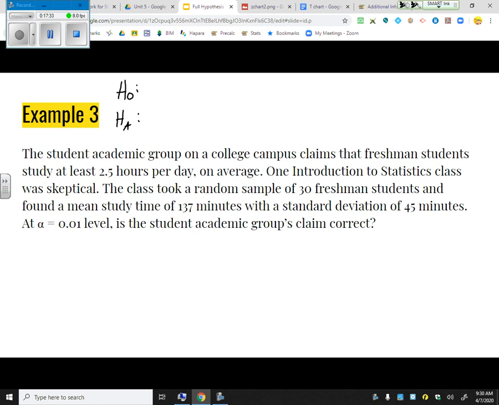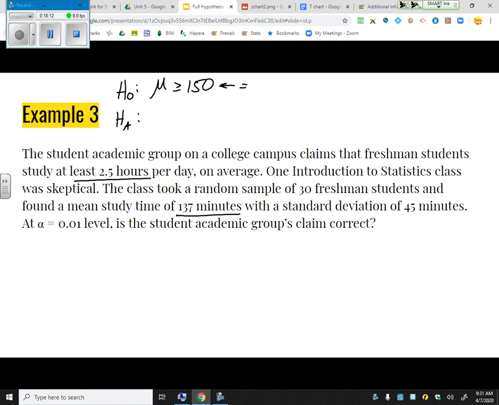So, right now, the student academic group says freshmen study at least 2.5 hours a day. I'm just going to switch everything to minutes because whenever the stats class did everything later, they did everything in minutes. So 2.5 hours. Well, 120 minutes is 2 hours. Add 30 to that, 150. So they're saying that my mu should be 150, or at least 150 is what it says. So less than or equal to. Put the or equal to on your H naught. So this guy should always have an equal on it somewhere.